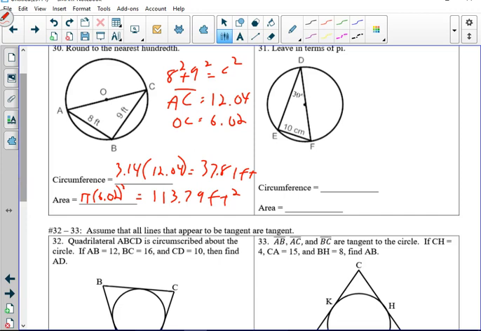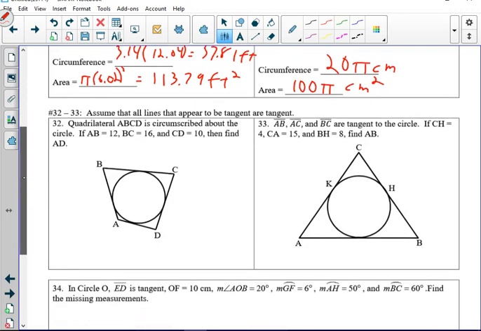This one says leave in terms of pi. That one said round to the nearest 100. So we have a 30, which means this is the short side. So that's easy because that makes the long side, the hypotenuse, just double. Which means the radius is 10. So the circumference is just pi times diameter. And the area is radius squared, 10 squared is 100, pi, centimeters, meters squared.